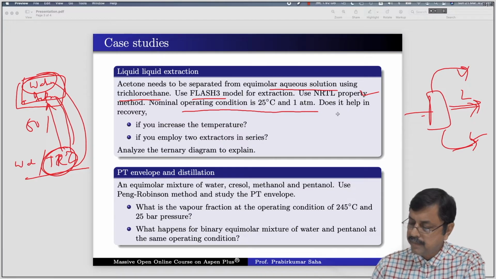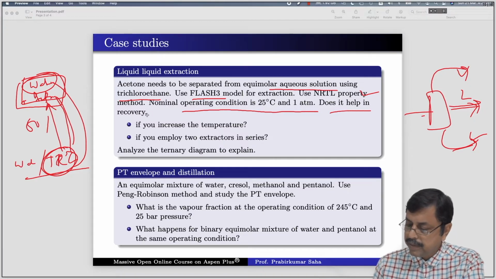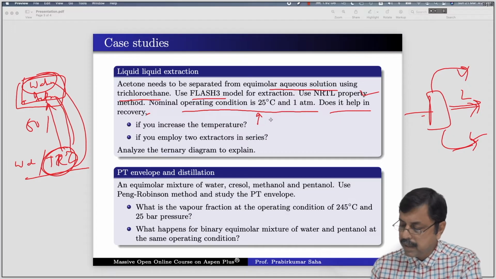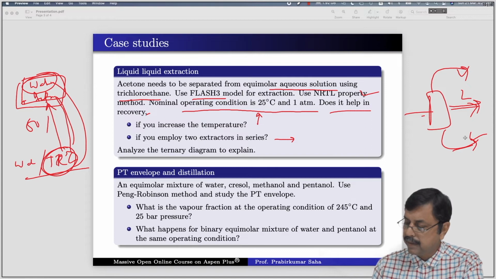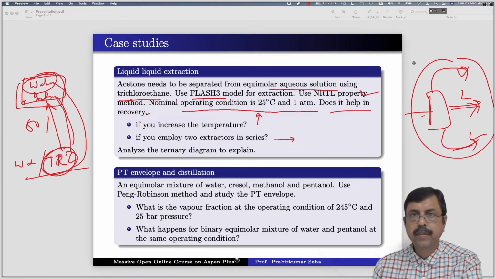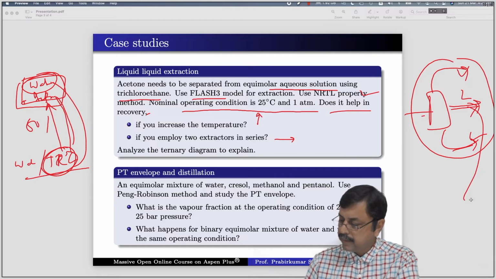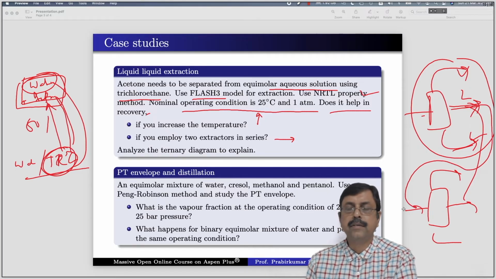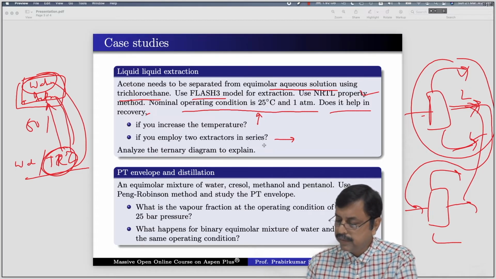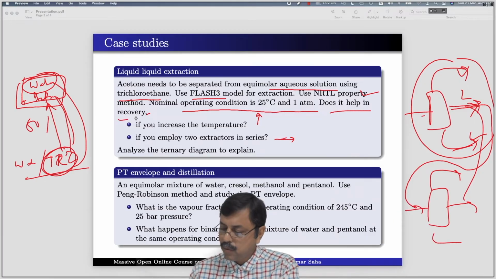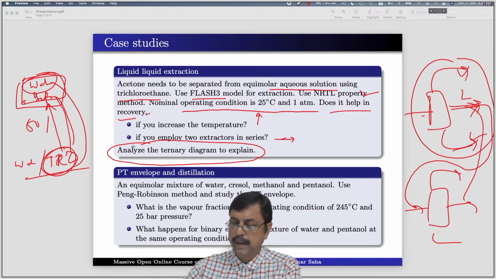Now 2 questions have been asked. Does it help in recovery if you increase the temperature, or if you employ 2 extractors in series? That means one flash 3 which is in series with another flash 3. That means the output of this will be added into this. So whether this kind of system will help to get more recovery of acetone. Now we have to analyze this using the ternary diagram, and we have to explain.